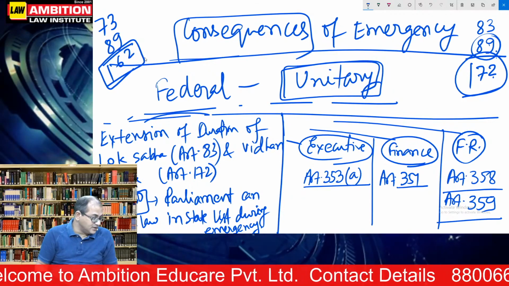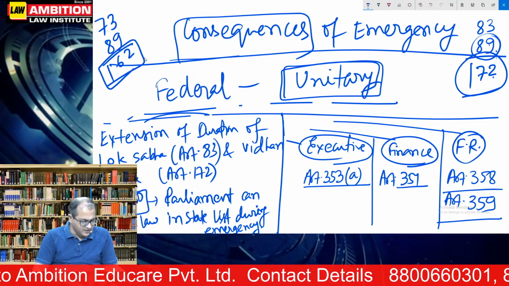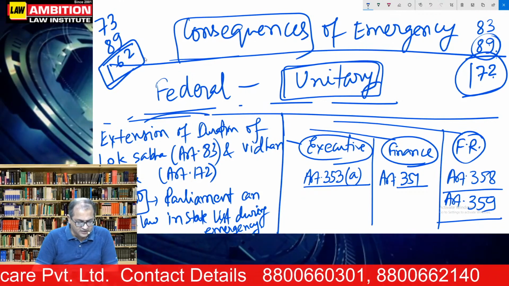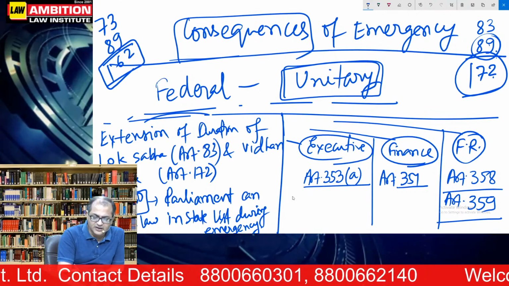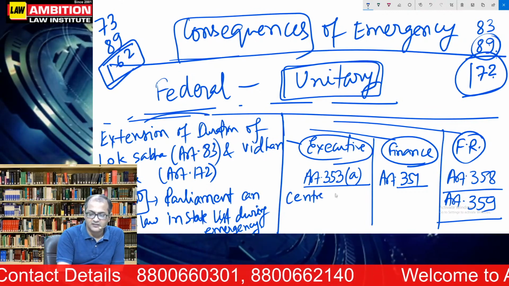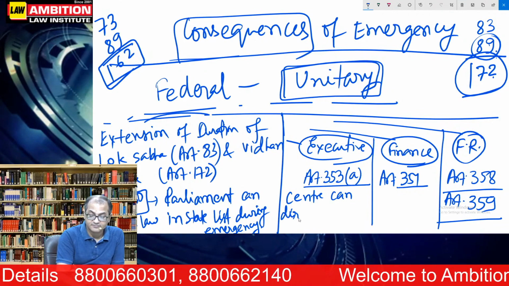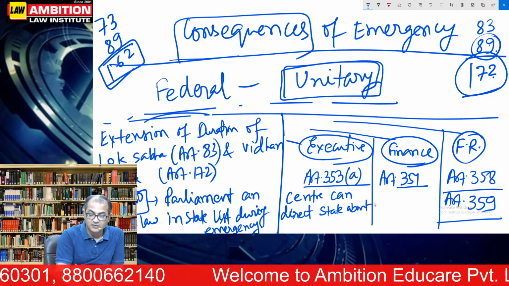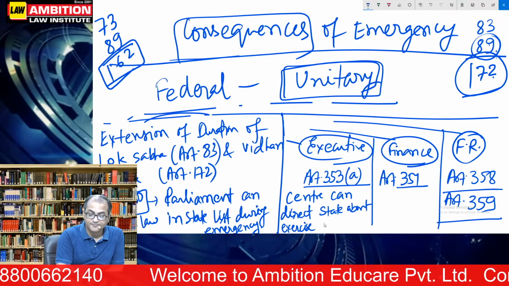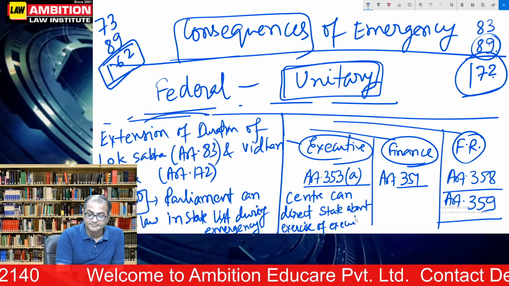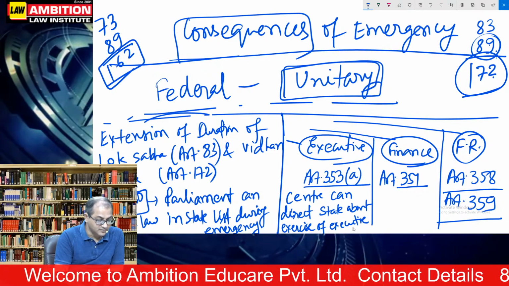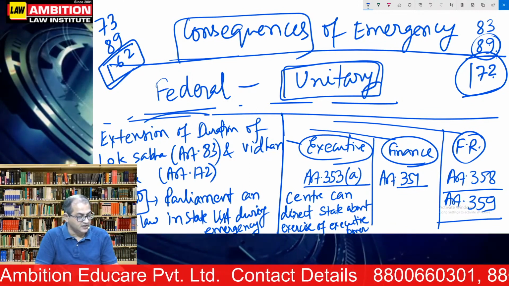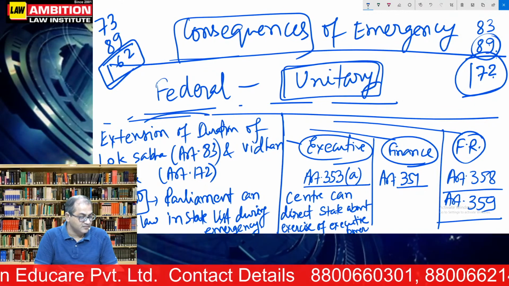अब एग्जीक्यूटिव पे आते हो तो एग्जीक्यूटिव में there is similar provision, 353A. During emergency, the executive power of union extends to giving direction to any state as to the manner of. So, इसमें लिखोगे आप one line, center can direct state about exercise of executive power. Center can direct a state to exercise executive power.